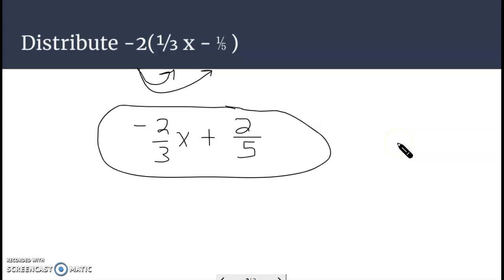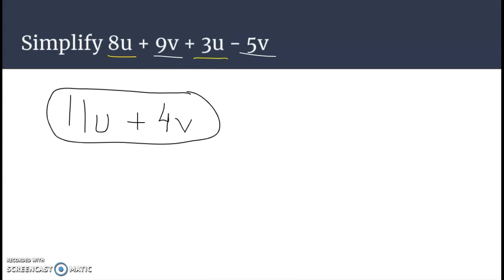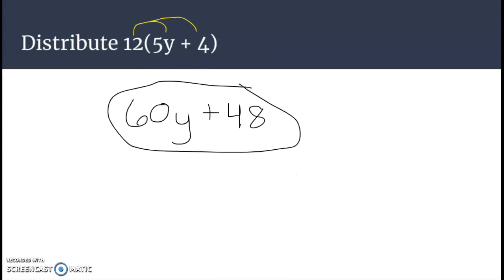There you go. Okay, so we had an example of combining like terms. We had two distributive property examples.